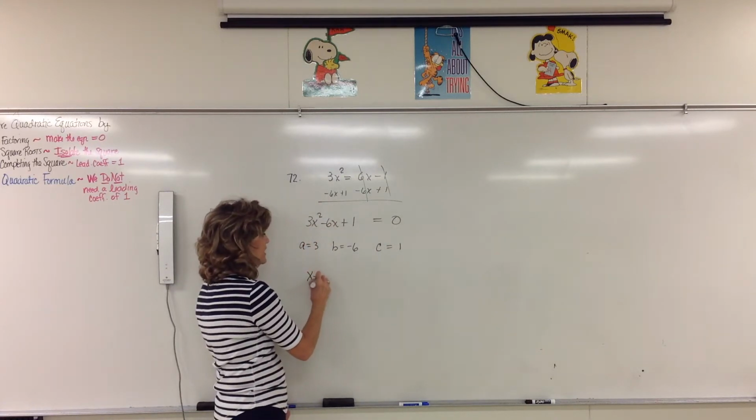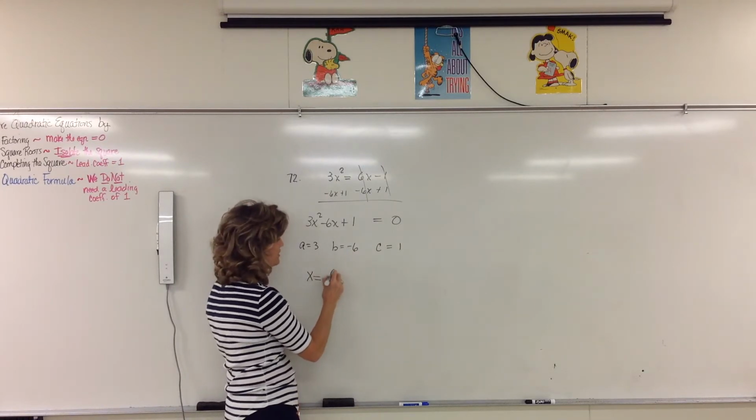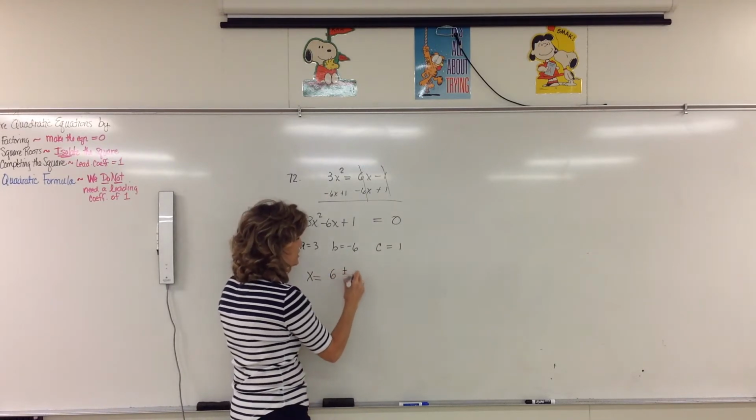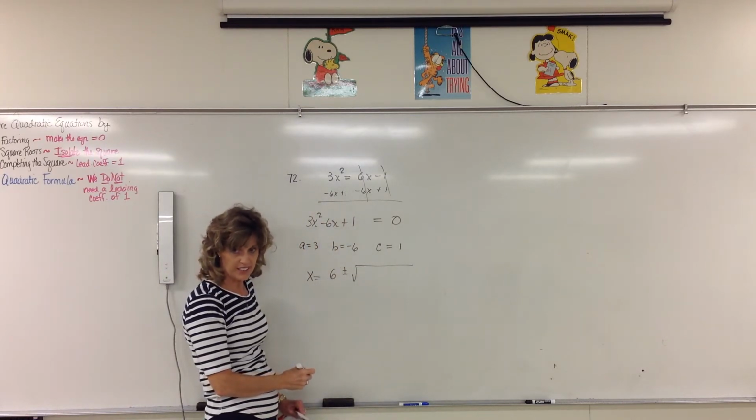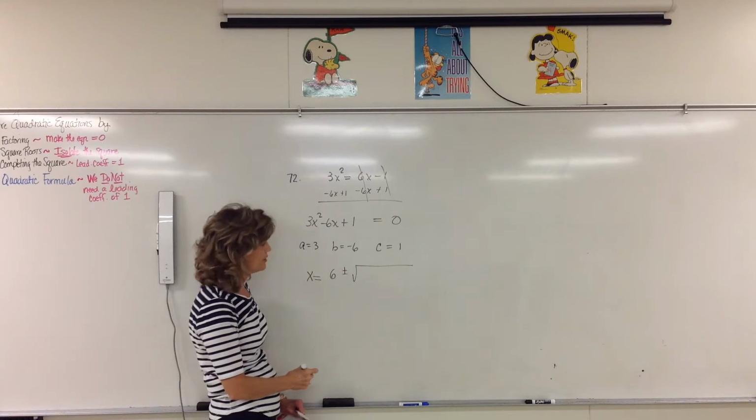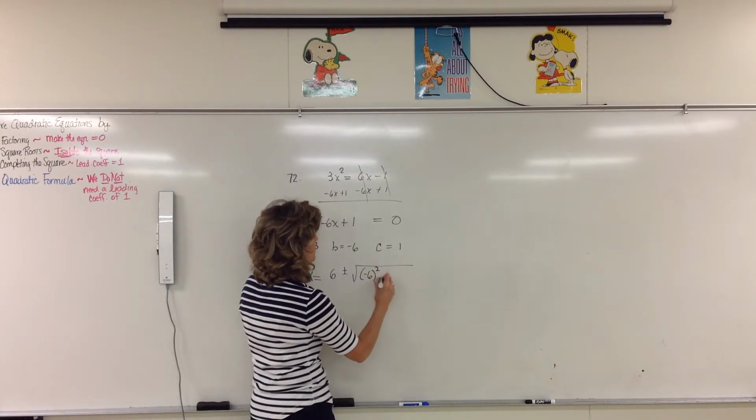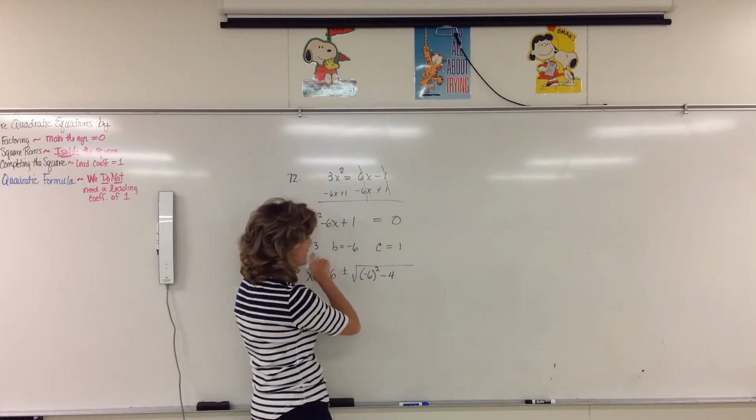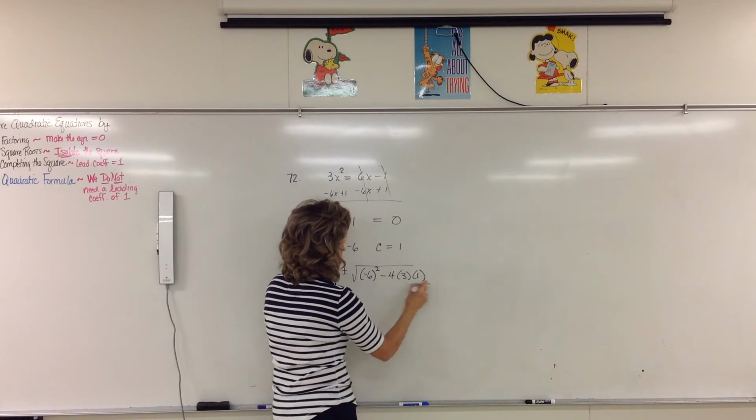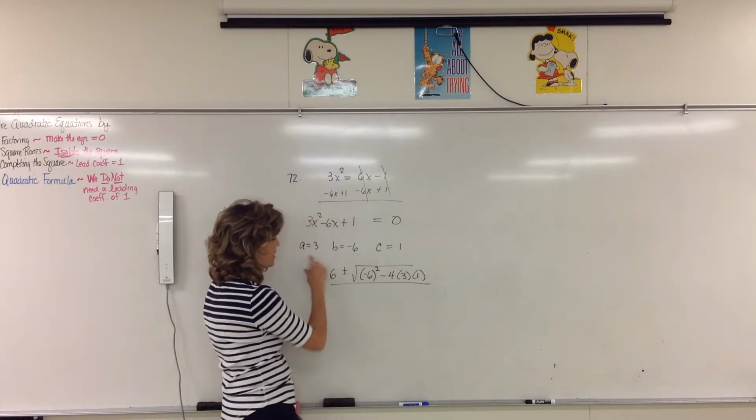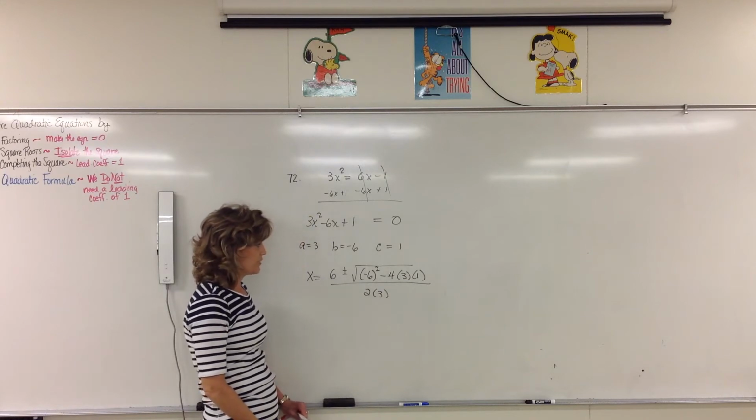So x is equal to negative b. Negative of negative 6 is positive 6. Plus or minus the square root of b squared minus 4ac. You remember the quadratic formula. So b squared, that means negative 6 squared, minus 4 times a is 3, and c is 1, all over 2a, all over 2 times 3. Then we've got to decide if we can reduce this.